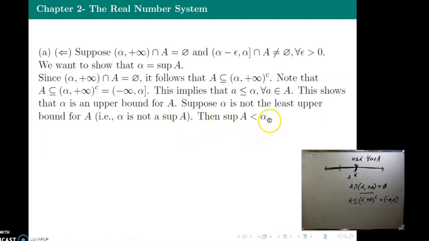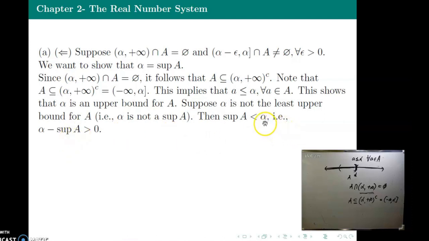Then, since alpha is not the least upper bound, and we know that alpha is an upper bound, right? Here in this statement, alpha is an upper bound, but we assume that it is not the least. So the supremum of A is less than alpha, because we know the supremum of A is the smallest upper bound, where alpha is an upper bound.